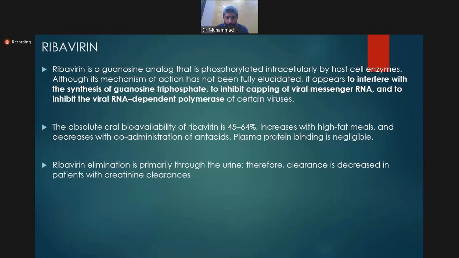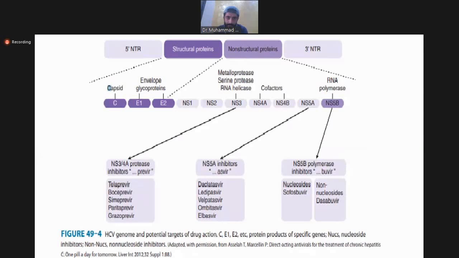So the absolute bioavailability of ribavirin is 45 to 64%. Again, don't remember the percentages, they are not important. It increases with high-fat meals and decreases with co-administration of antacids. Plasma protein binding is negligible, and it is primarily excreted in the urine. Therefore, clearance is decreased in patients with decreased creatinine clearance.